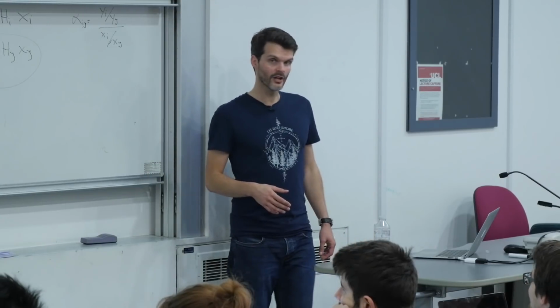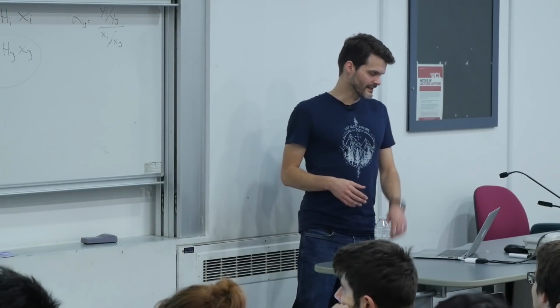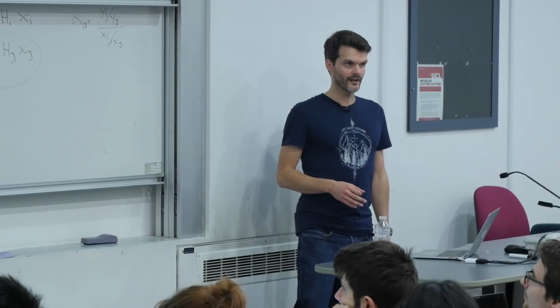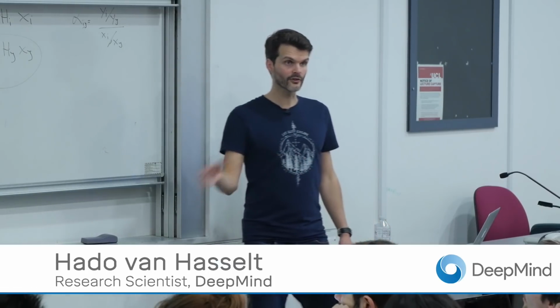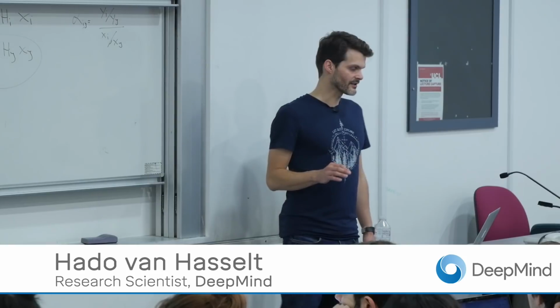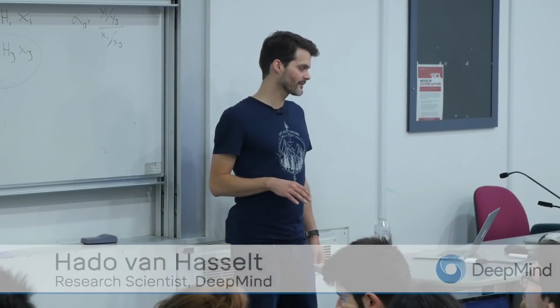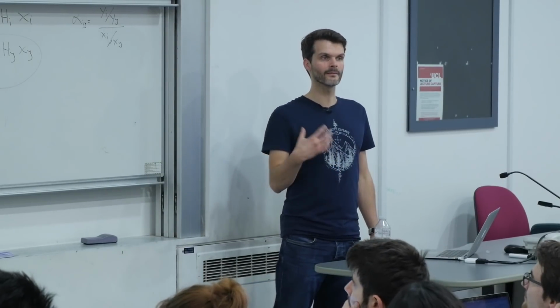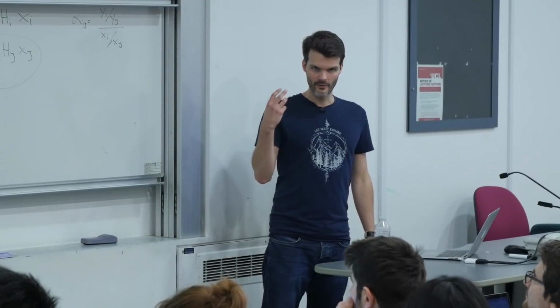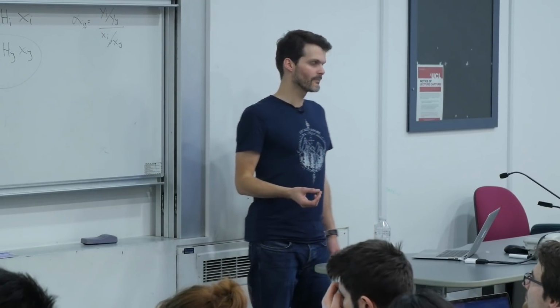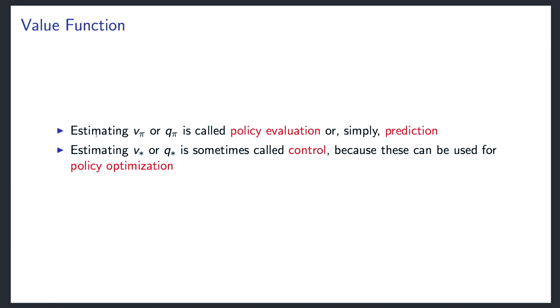So just a little bit of terminology. Estimating the value of a certain policy, either using state values or action values, doesn't matter. We call this policy evaluation, and sometimes we call this prediction, because essentially we're making a prediction about what happens when you follow a certain policy. Prediction, of course, is maybe a more general term that's used for other things as well. It's a bit overloaded, but you'll see it sometimes in the literature.